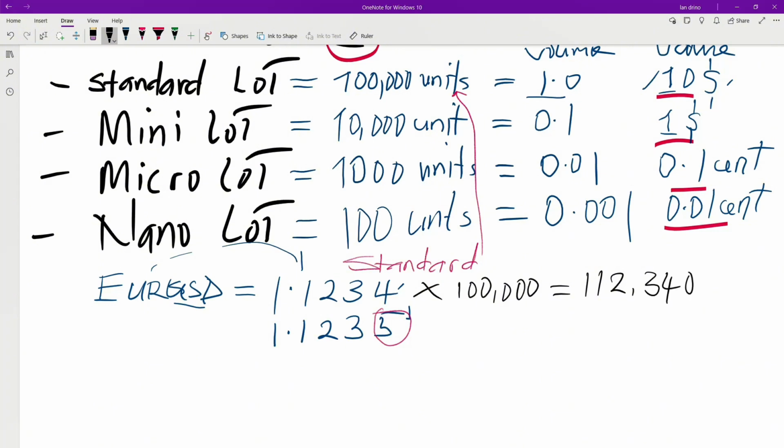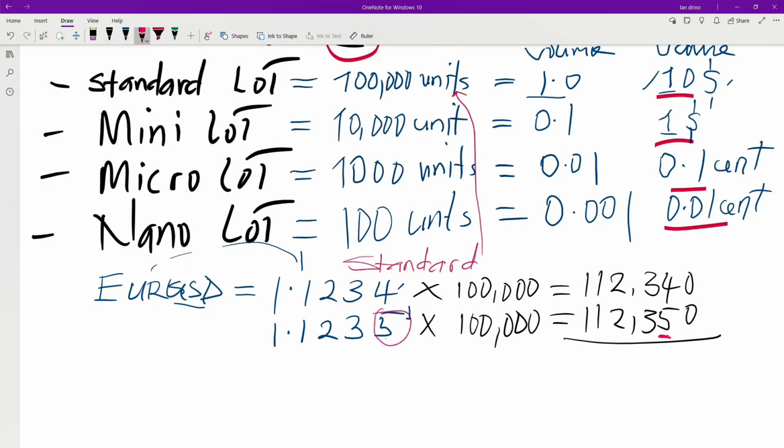Now, the second thing you are going to do is multiply that increment by the same account size, which is 100,000 units of currency, and it is going to give you 112,350. If you do the math, if you pay attention, this is the increase in PPA, this 5. Now, look at something. If you subtract, 1 is going to cancel 1, 2 will cancel 2, 3 will cancel 3, and then you are going to be left with 50 here.